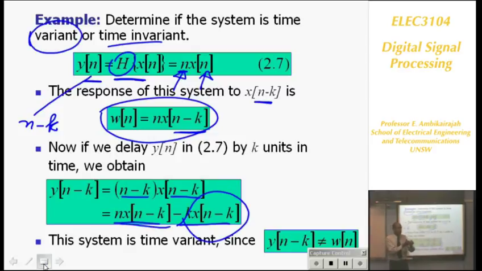Invariant means you change the input by 5 samples, the output changes by 5 samples. Time variant means you change the input by 2 samples, and the output might change by 8 samples. That's time variant.